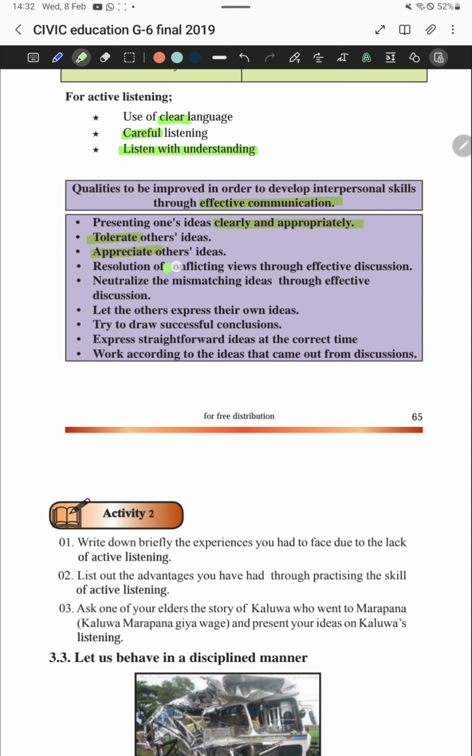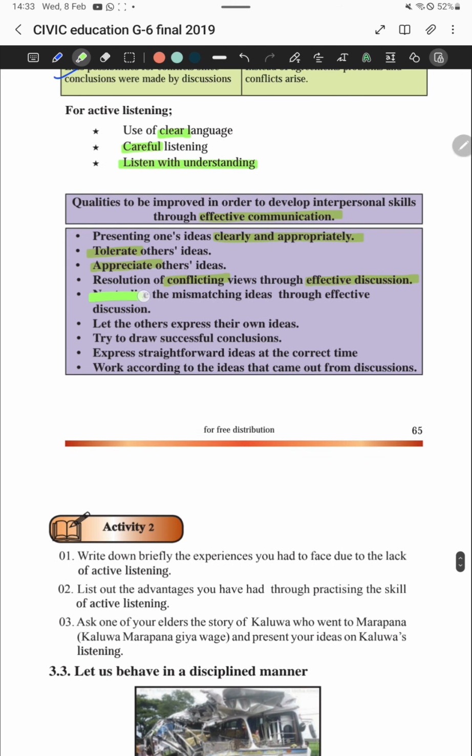If there are conflicts, right, if there are problems, please have an effective discussion and resolve all the problems. If there's a problem, don't go to fight, right? Don't fight with the other person. Discuss and resolve the problem, right? If you can discuss, then you can get to a final decision about the conflict or the problem. Then neutralize the mismatching ideas through effective discussion. Neutralize means to remove. If there are bad outcomes from your discussion, please forget those things. Only get the good things only.